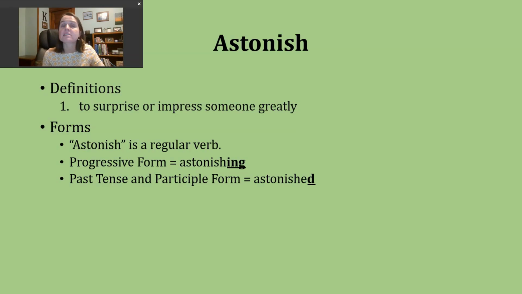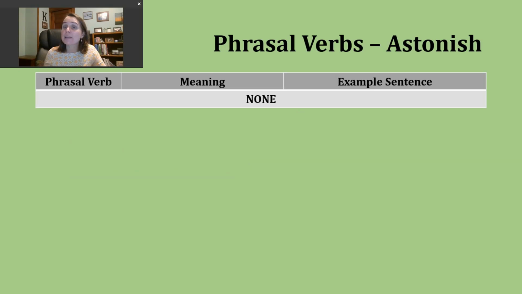Now the base verb, astonish, ends with this unvoiced sh sound. This means when you add the ed ending, you're going to make a t sound, and you're not going to add an extra syllable to the verb when you say it. The past tense and the participle form of the verb should sound like this. Astonished, astonished. Okay.